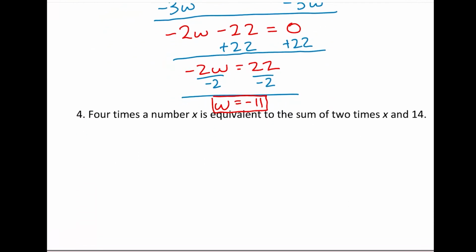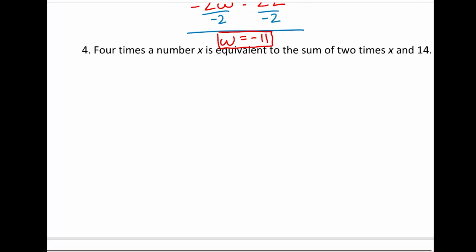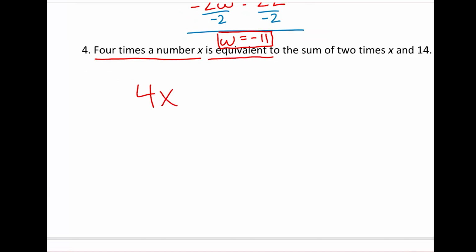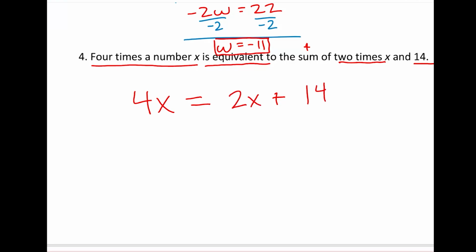Okay, number 4. 4 times the number x is equivalent to the sum of 2 times x and 14. All right, so let's be careful here. 4 times the number x, so that's 4x, is equivalent to, that's equals. And the rest of this, we've got to be careful how we set it up. It says the sum of, so that means the next two things it says we're going to add together. So the sum of just says, hey, get ready, we're going to have an addition here. 2 times x and 14. So we're going to add 2 times x and 14.